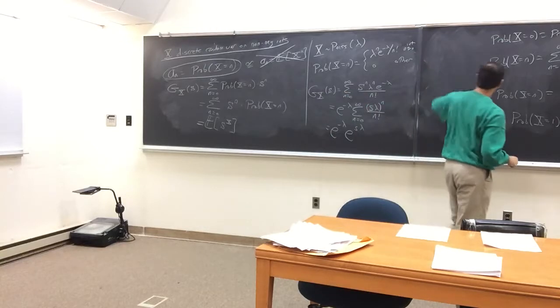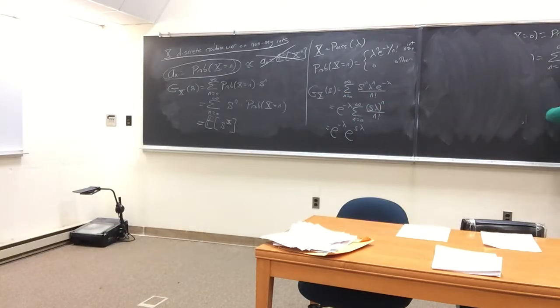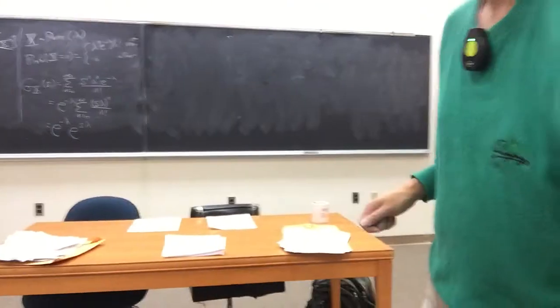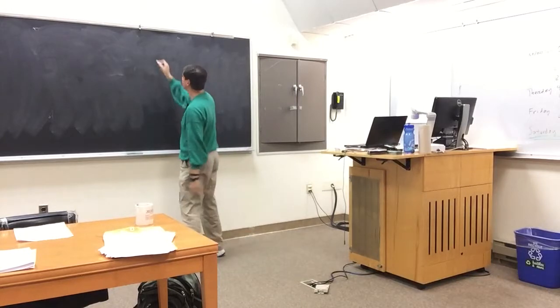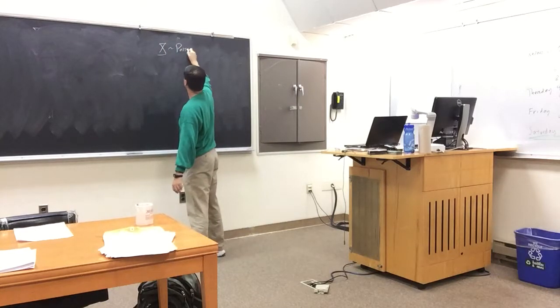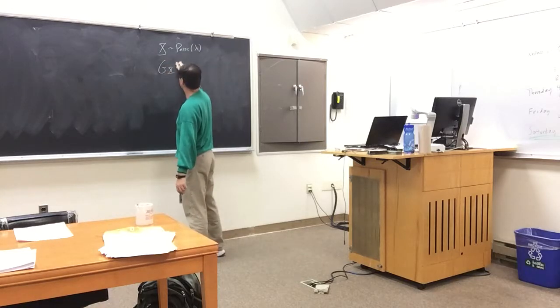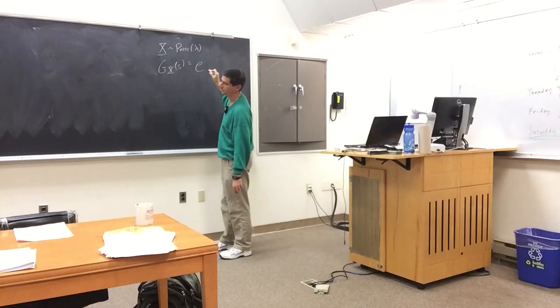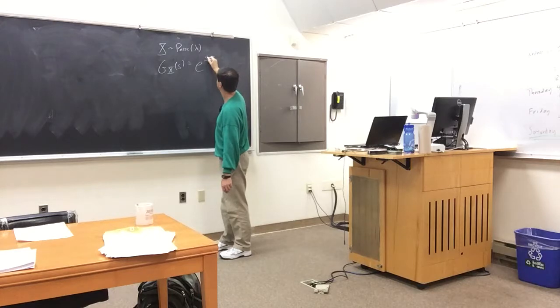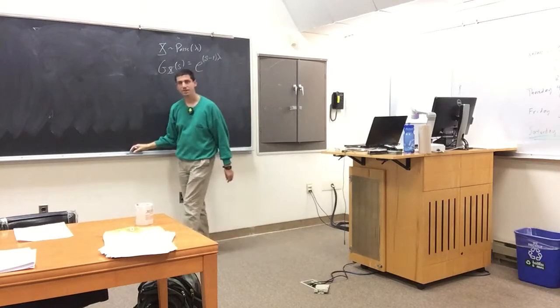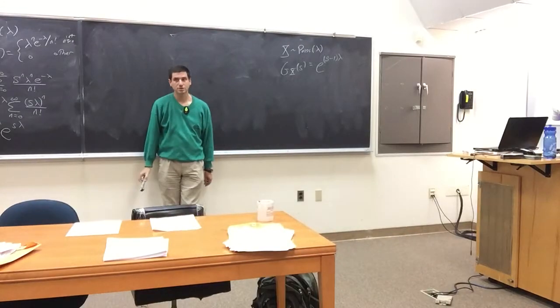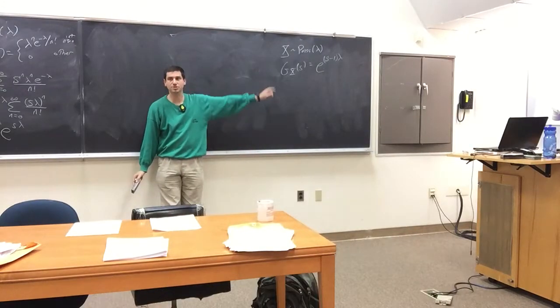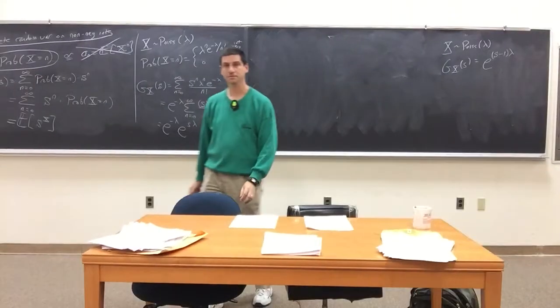I'm going to rewrite this because it's so important. Okay, so we get that if X is Poisson with parameter lambda, then the generating function of X at s is just going to be e to the (s minus 1) times lambda. That's its generating function. So if I have a discrete random variable whose generating function equals that, the only possibility is it's a Poisson.